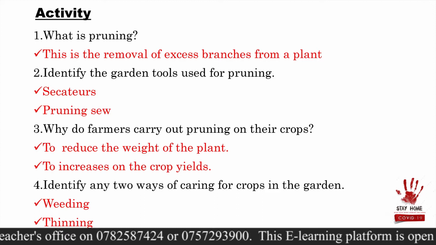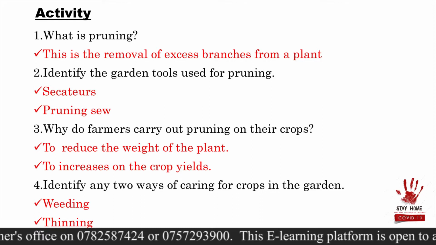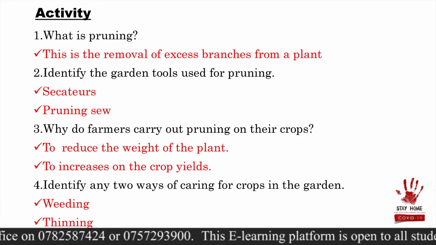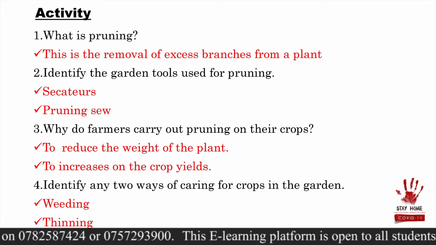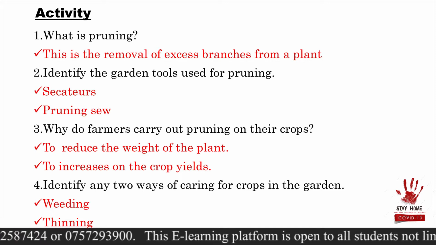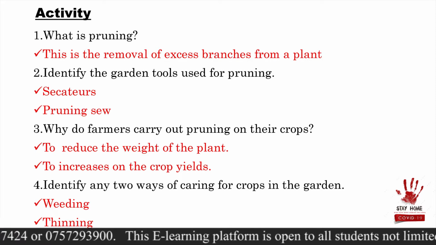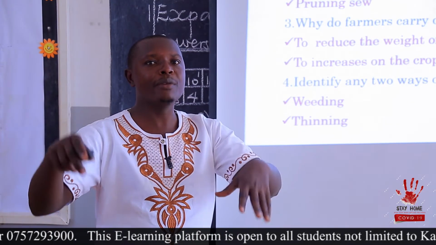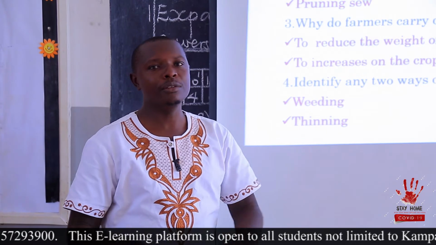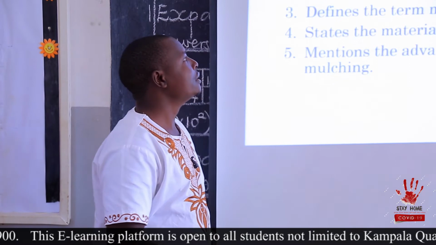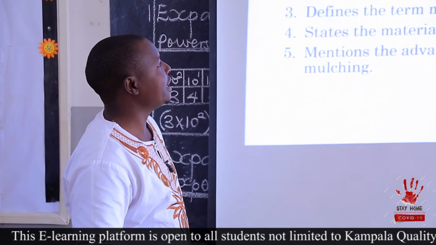Then the fourth question and the last one, identify any two ways of caring for crops in the garden. There are very many ways that we discussed, but what have you gone with? You might have chosen weeding and thinning. If you have others, you can also compare with what we discussed and give it a tick. Let's go to today's lesson, and that will be staking.